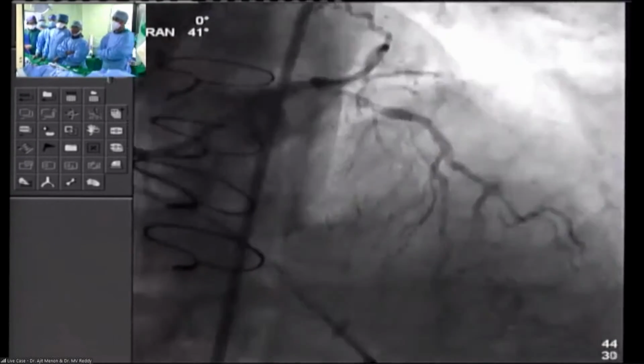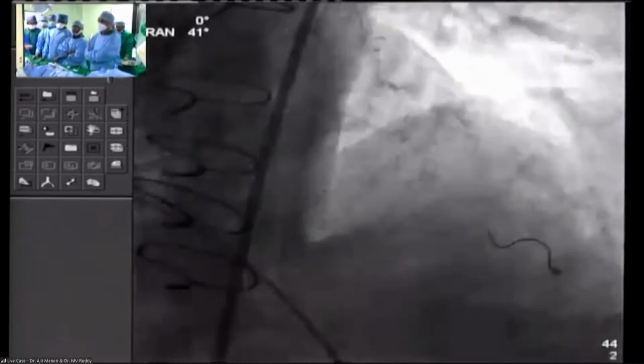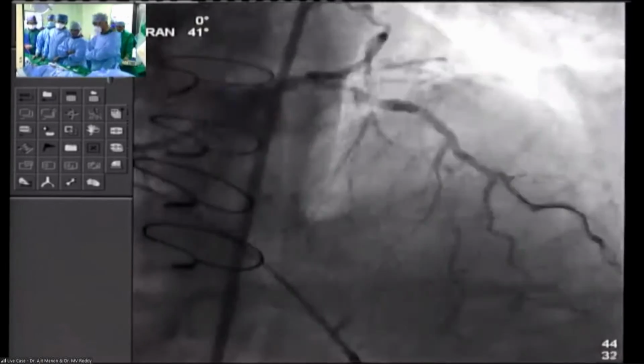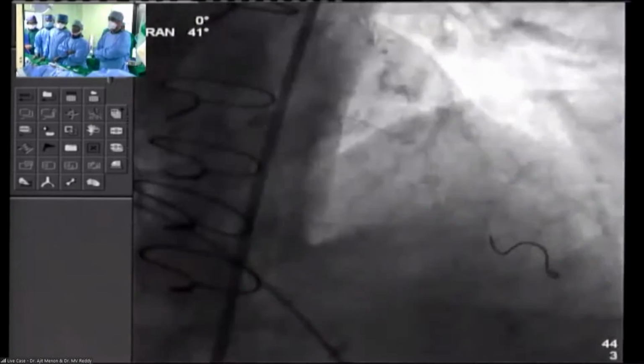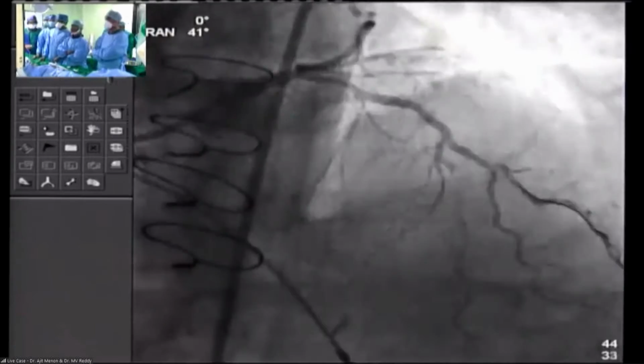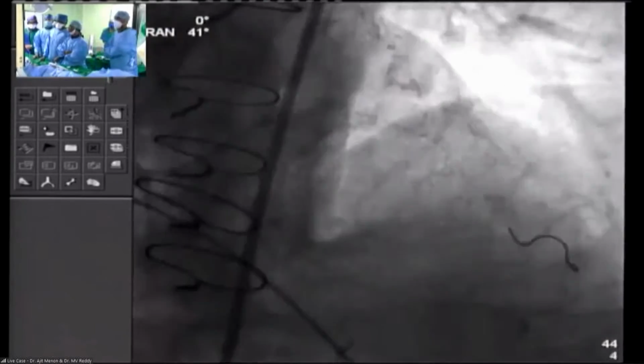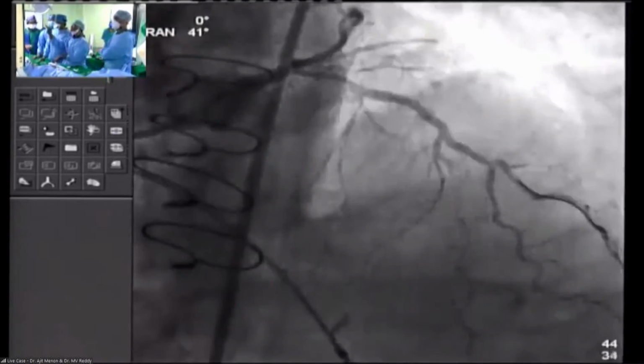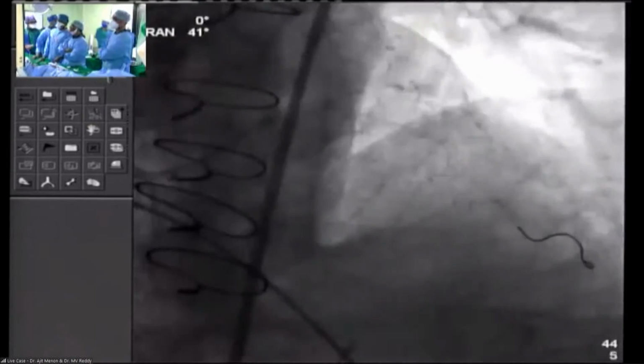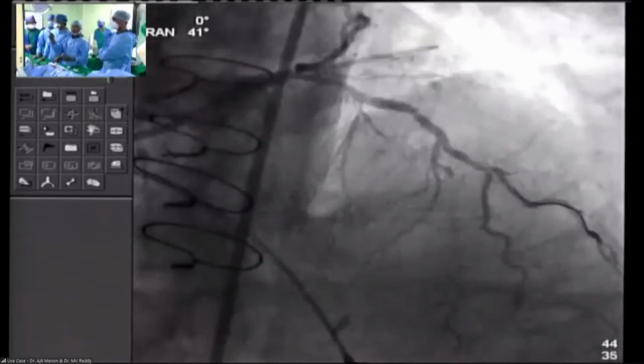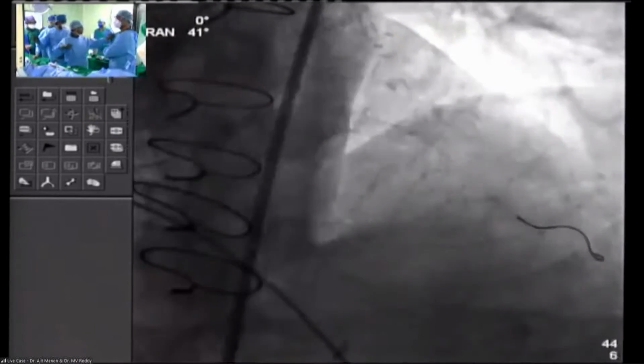Right. We tried to pass in an IVUS catheter and an OCT catheter. The OCT catheter wouldn't go in. We want to image and see what's happening. We did an IVUS actually, and we'll show you the images. Can someone show the IVUS, please?